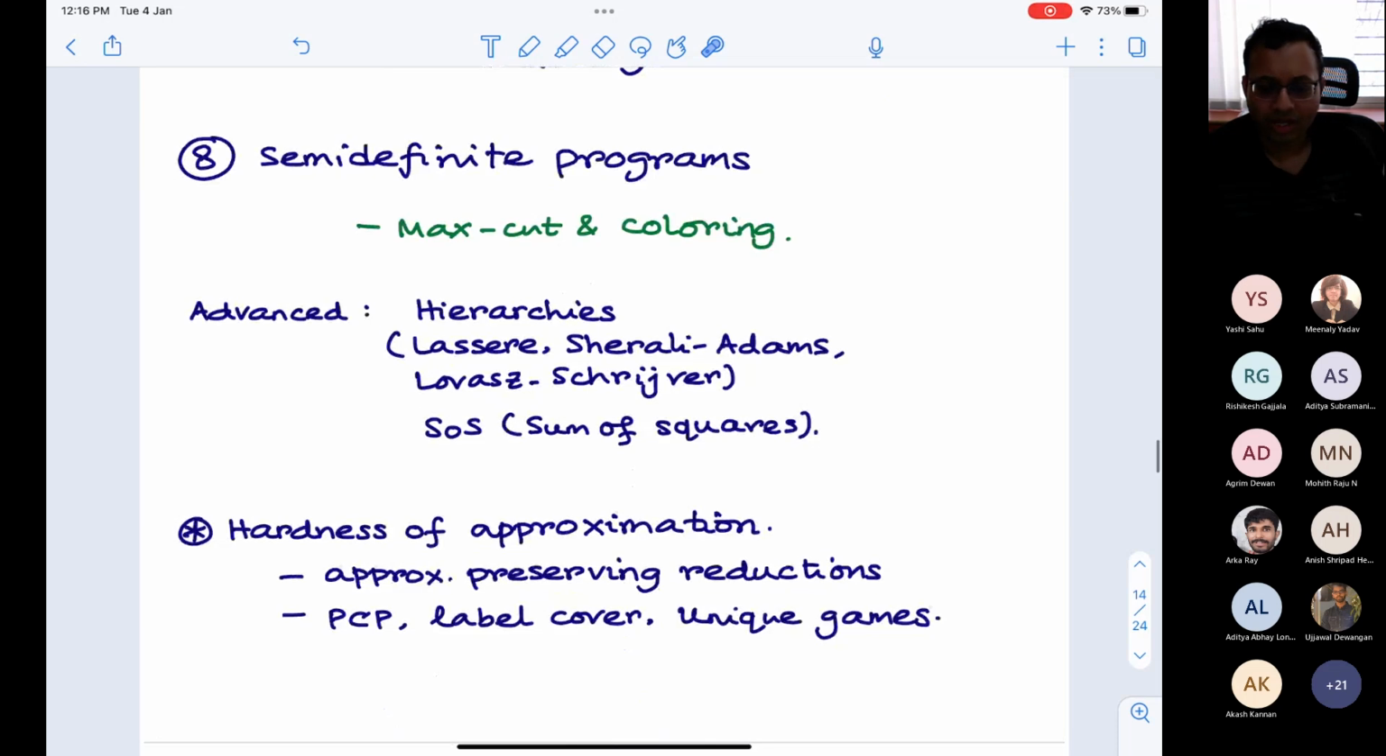We'll also talk about hardness of approximations. How do you prove some problem is hard to approximate? You cannot really get better than this factor. For that, there are techniques like approximation-preserving reductions, PCP, label cover, unique games, etc. These are very mathematically rich things, PCP and unique games. We'll again talk about this in the later part of this lecture.